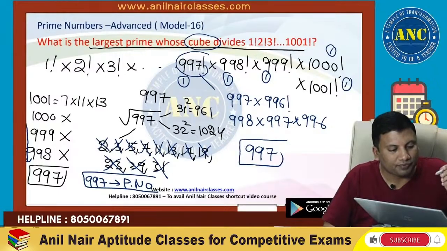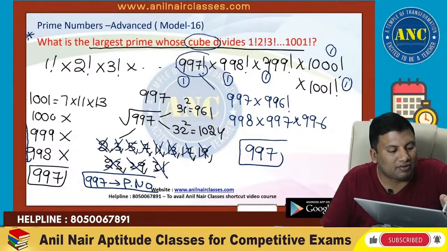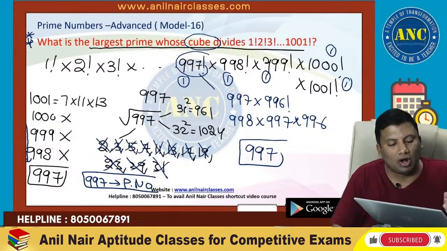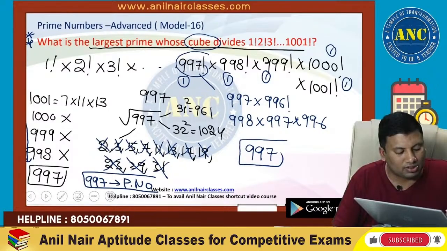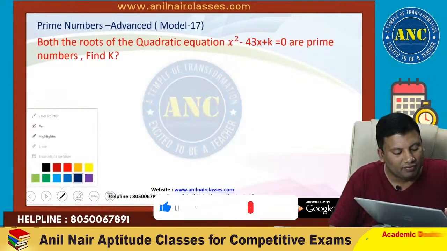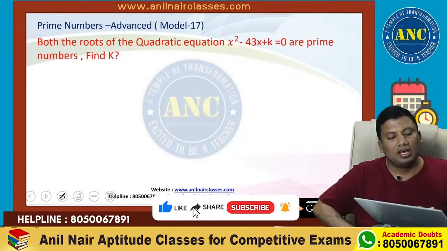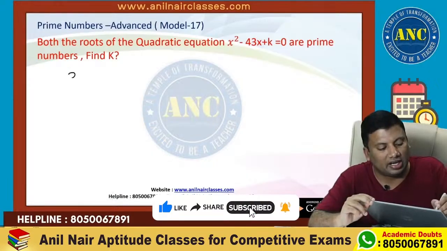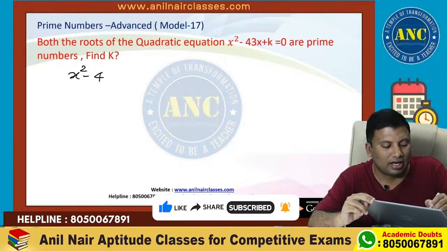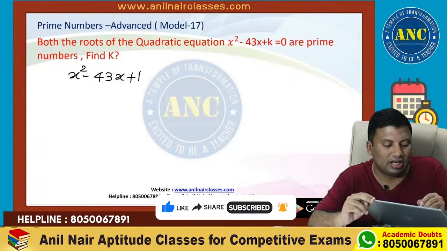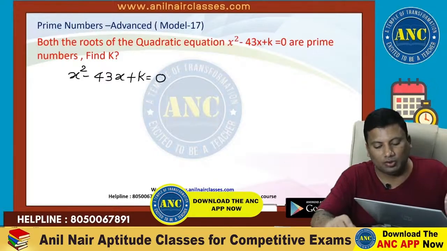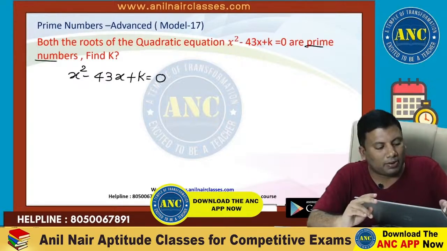Good question. Every problem that we are solving today, right, all are advanced model problems. Kindly solve it again and again. This is also a beautiful question. Both the roots of the quadratic equation x square minus 43x plus k equal to 0 are prime numbers.